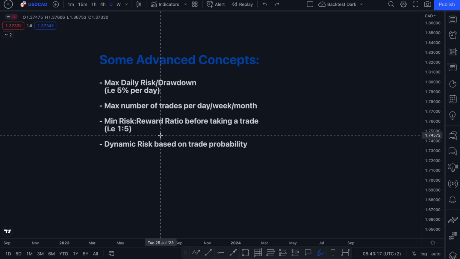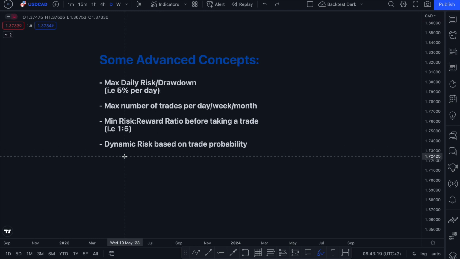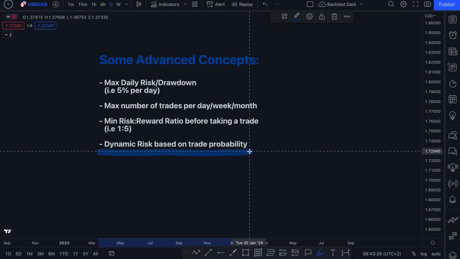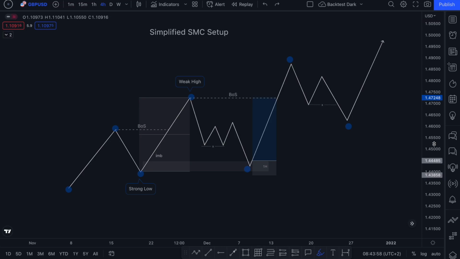A final advanced concept that you could also look at is something called dynamic risk based on your trade probability. Now, this is something that I do as well, and in order to explain it, I will be showing you my charts in a few. But essentially, what dynamic risk based on probability means is that you adjust the amount of risk that you put on a trade based on the probability of that trade playing out. Okay? So what exactly do I mean by that?